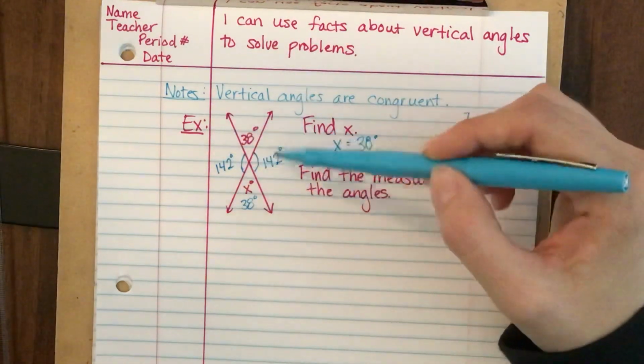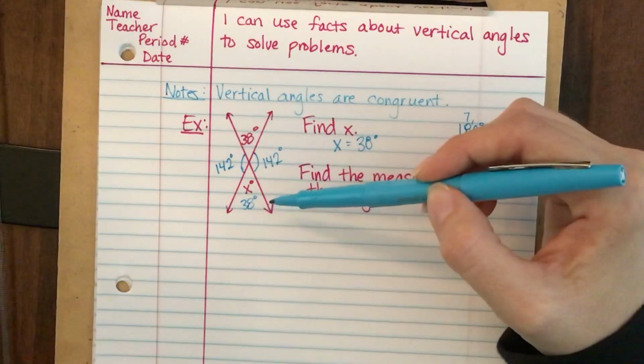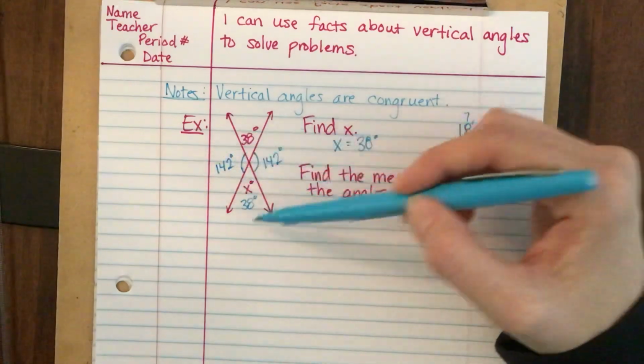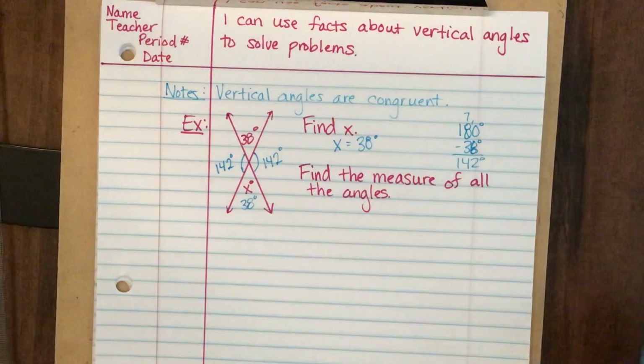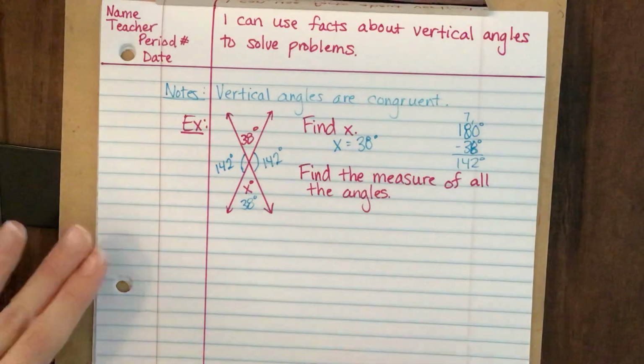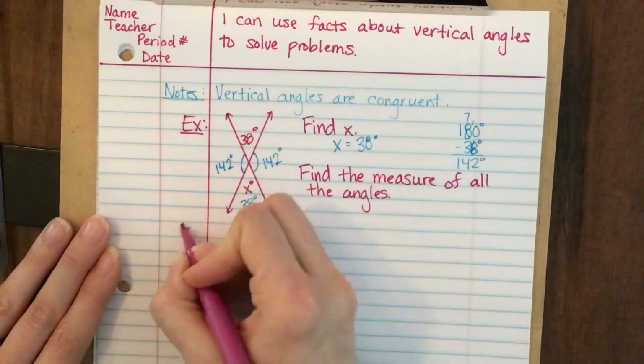Now, if you want to be sure that you've done your algebra correctly, then go ahead and add up all of these degrees. It should add up to 360 degrees because it is the distance all the way around. All right. So that's a pretty straightforward example. Remember, vertical angles are congruent to each other.